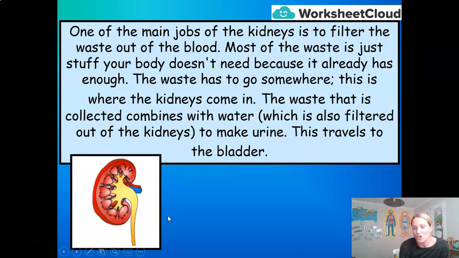One of the main jobs of the kidney is to filter the blood. It takes waste out of the blood, because there's a lot of things that we eat and drink that our bodies do not need. The waste has to go somewhere, and this is where the kidneys come in. The waste is combined in the kidneys with water to make urine, and it travels from the kidneys to the bladder.